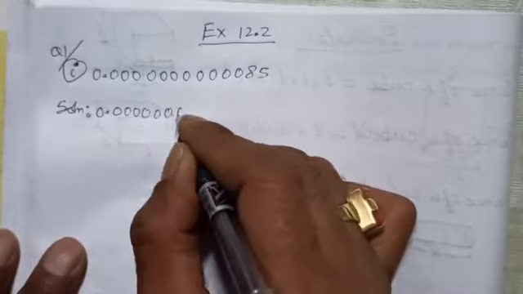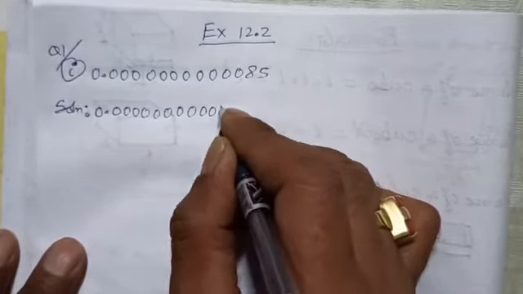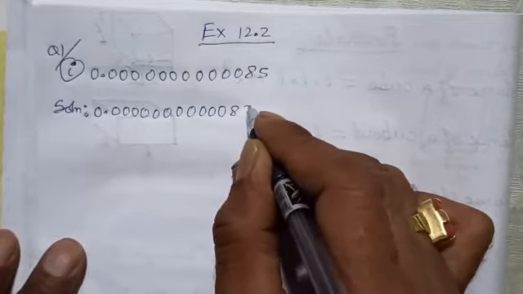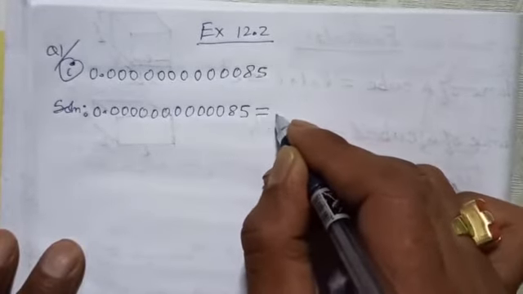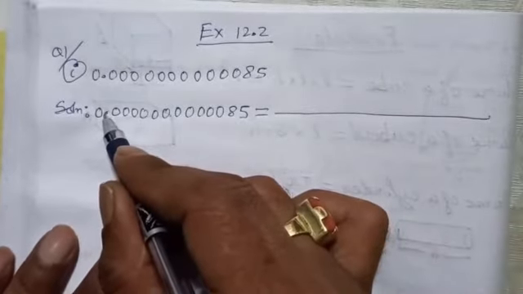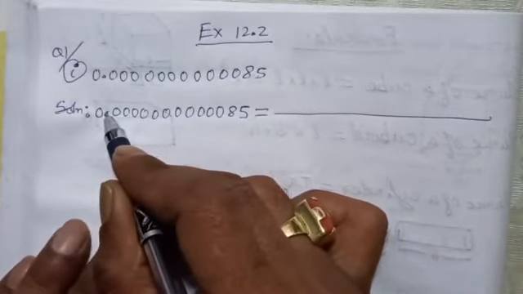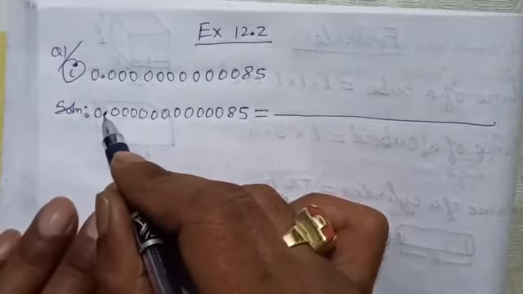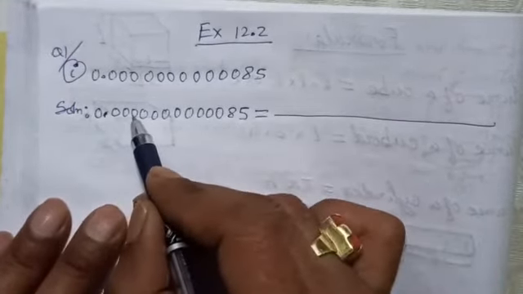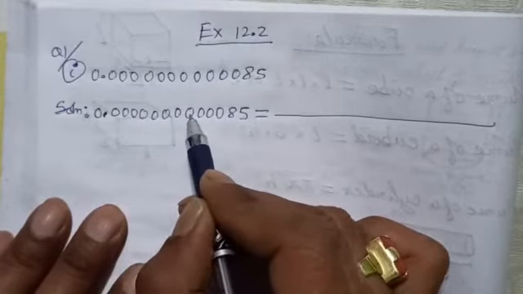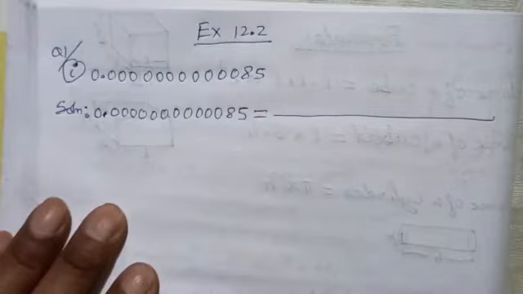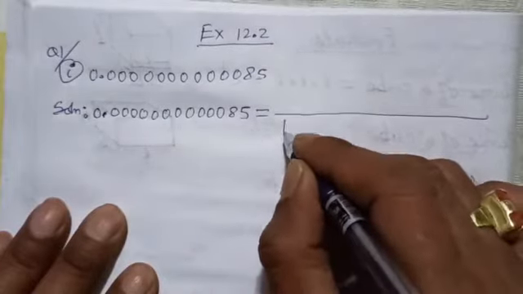0.12345678 9 10 11. Here the number of zeros are 11 and 85. Now the equal to sign. First let's leave this decimal point. After this decimal point, how many places are there? Let's count: 1 2 3 4 5 6 7 8 9 10 11 12 13 places are there. So in the denominator the number of zeros will be 13.